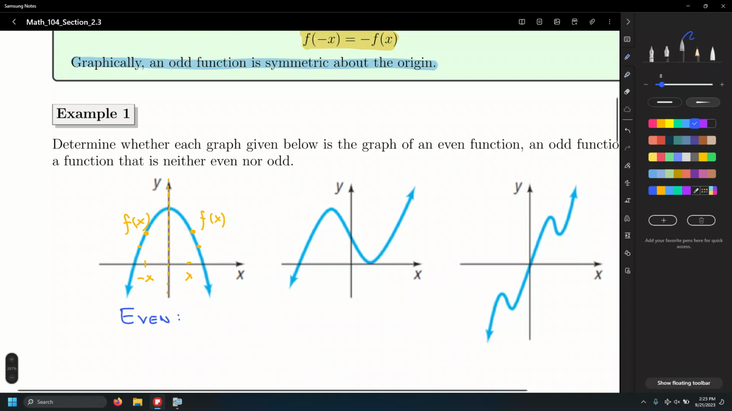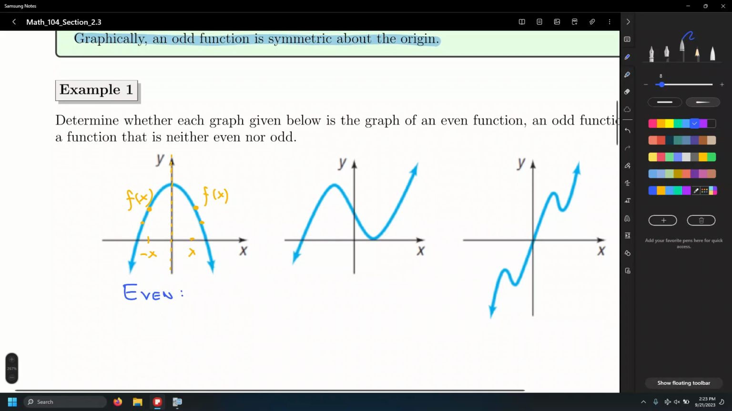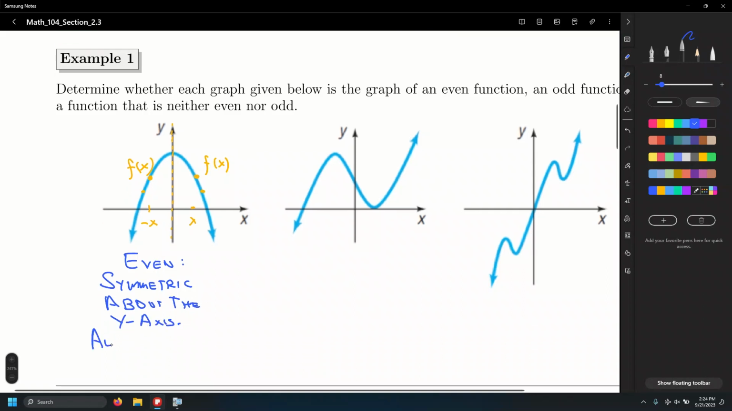Even, and that's because it's symmetric about the y-axis, and also for all x's in here, f of negative x is still back to the positive value of f of x.